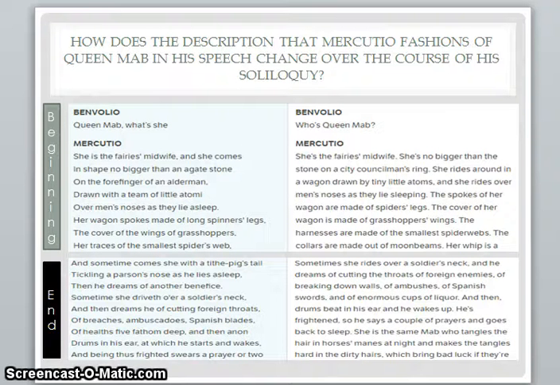Here are the excerpts that pertain to the next question. The next question is here. How does the description that Mercutio fashions of Queen Mab in his speech change over the course of his soliloquy?